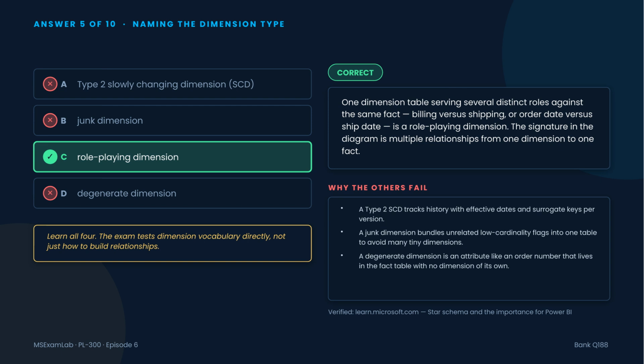Why the others fail? A Type 2 SCD tracks history with effective dates and surrogate keys per version. A junk dimension bundles unrelated low cardinality flags into one table to avoid many tiny dimensions. A degenerate dimension is an attribute like an order number that lives in the fact table with no dimension of its own. One more thing, learn all 4. The exam tests dimension vocabulary directly, not just how to build relationships. Verified against Learn Microsoft.com, star schema and the importance for Power BI. 4 dimension types learned, now getting the fact table's grain right.